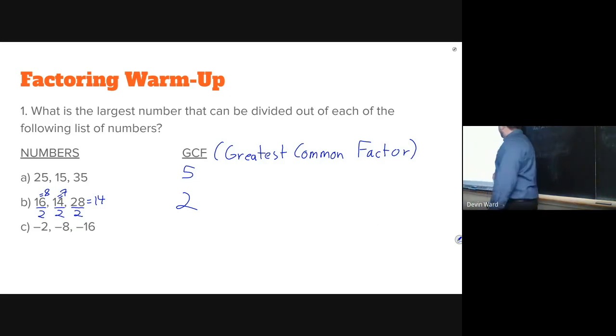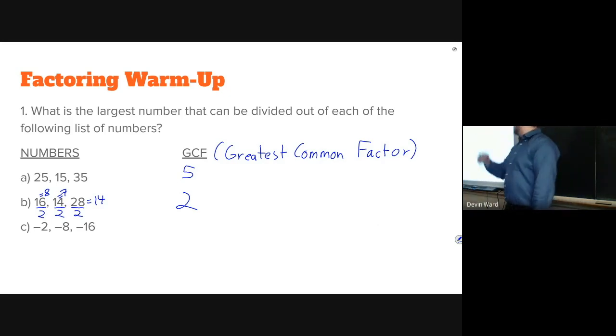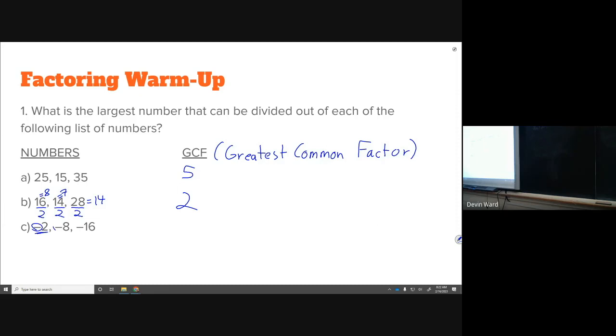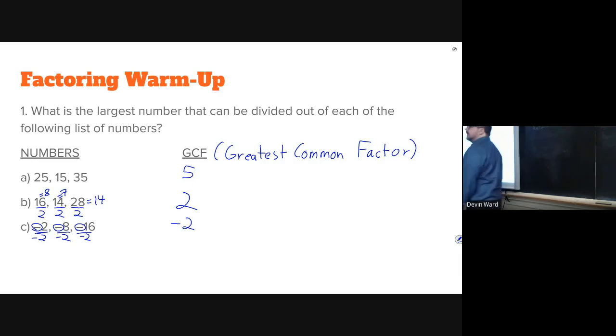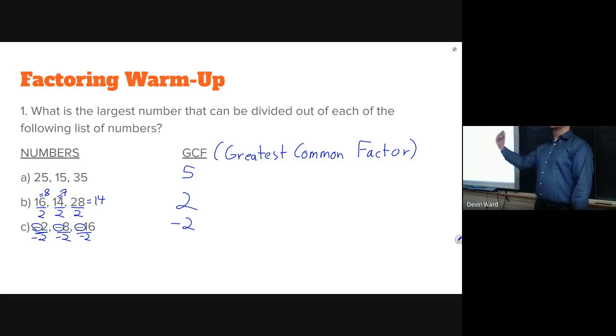Next, we have -2, -8, and -16. Perfect, -2. Since we have the negative there, we're going to divide by the negative as well. Because -2 divided by -2 would be 1. -8 divided by -2 is 4. And -16 divided by -2 is 8. So they all work out to be whole numbers when you divide. So the greatest common factor would be -2, not just 2, since they're all negative.